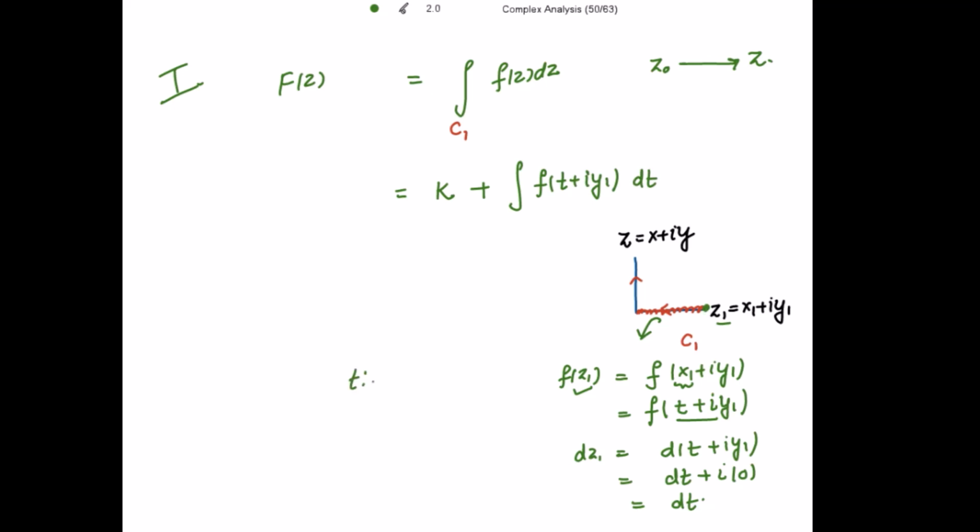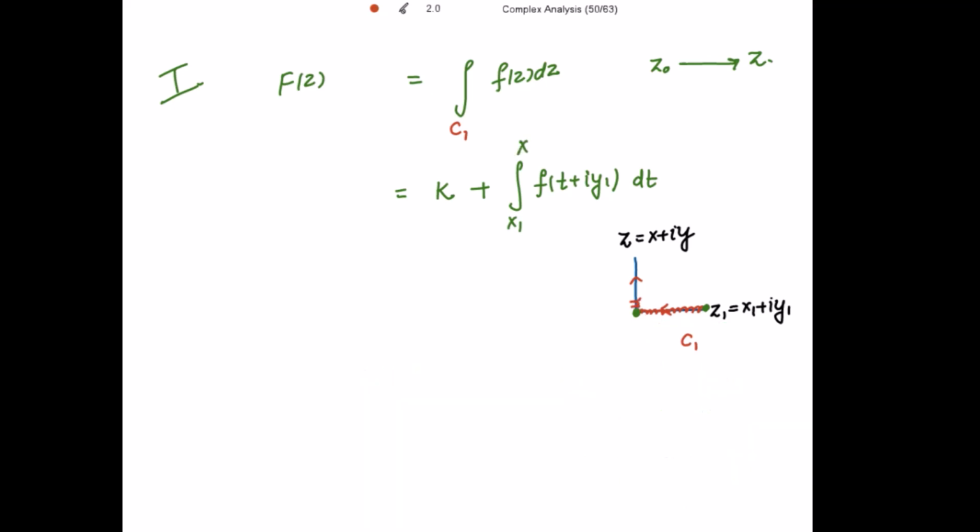dz1, that is dt. And now the limits. What is the value of t in terms of x? It is x1. At this point, what is the value of t in terms of x? It is x. So the limits are from x1 to x.